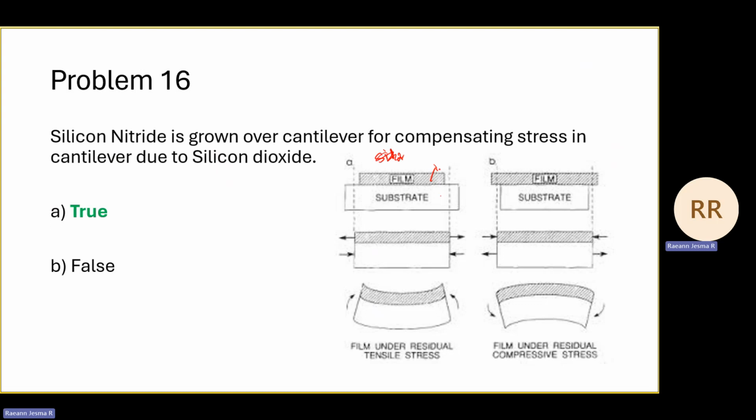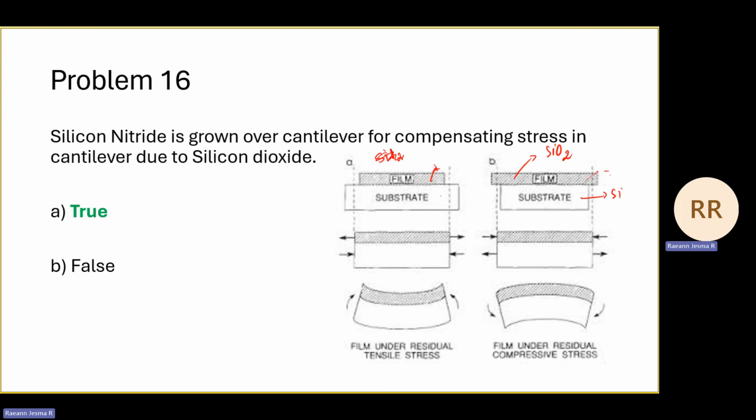Sorry, so this is SiO2 in our case, and this is our substrate, which is silicon. What happens is the deposition process happens at different temperatures. If it is PECVD, it will happen at maybe 200 or 300 to 350 degrees centigrade, and then once the deposition is done, we come to room temperature.